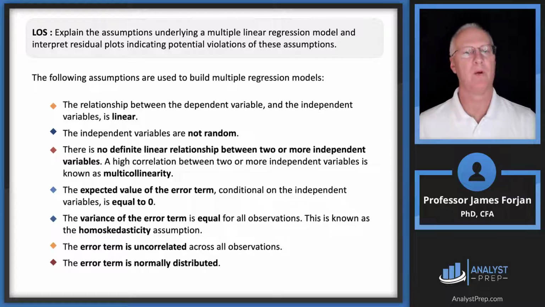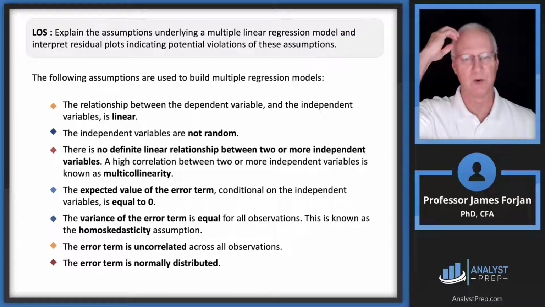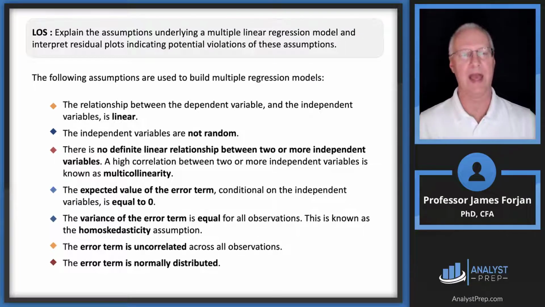All right, how about the LOS regarding the assumptions? These are the exact same assumptions that show up in simple linear regression, but they have a little bit more meaning because now we have a couple more variables to worry about. So first one, relationship is linear, right? Independent variables are not random. No definite linear relationship between 2 or more independent variables. If you have that, this is called multicollinearity.